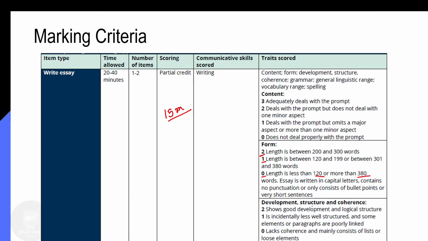Development, structure and coherence is about the way you logically develop your essay, whether your sentences follow a proper structure or whether your paragraphs follow a proper structure. Sometimes this can be the development from introduction to body paragraphs to conclusion and the joiners used in between.